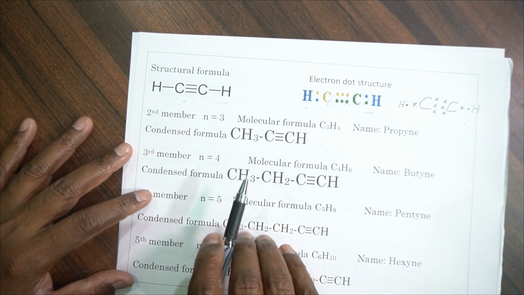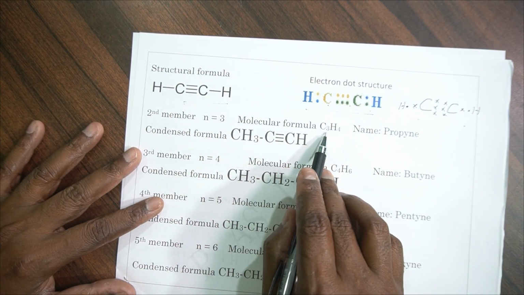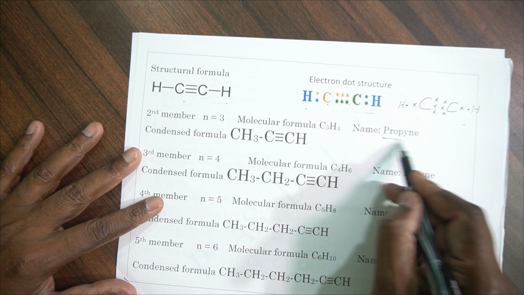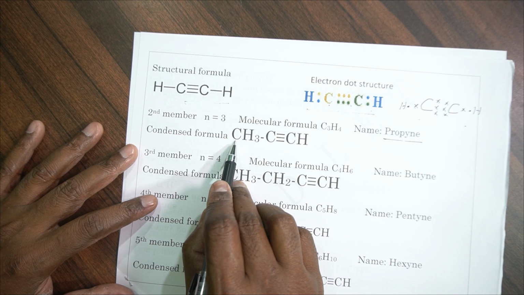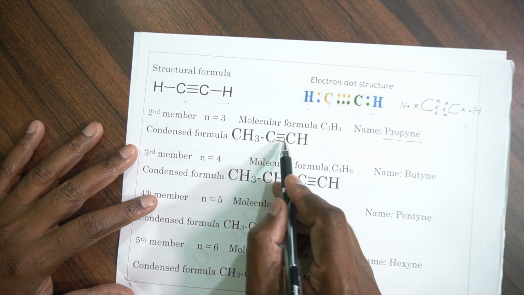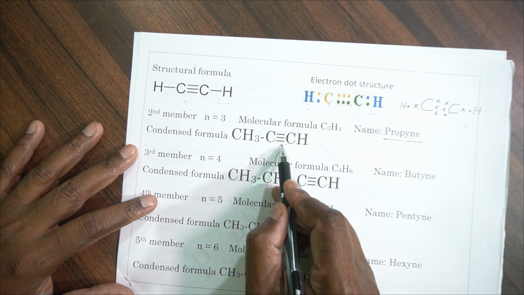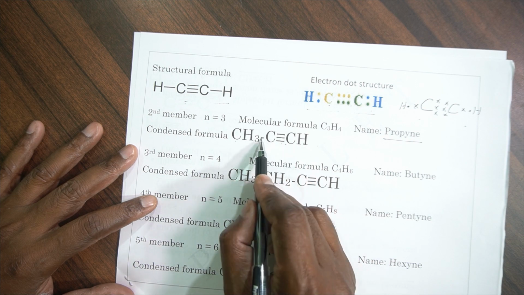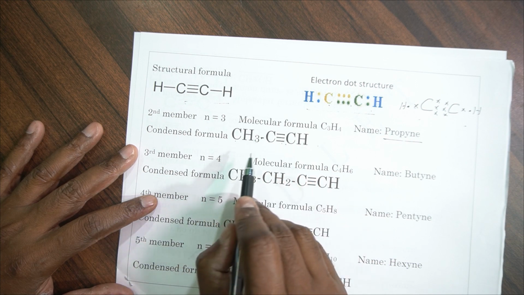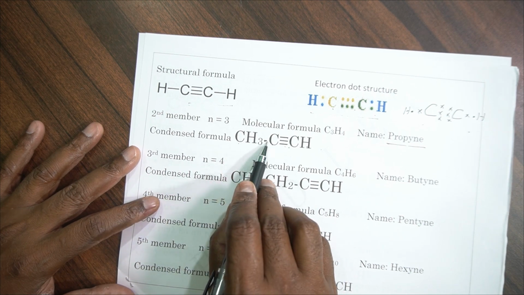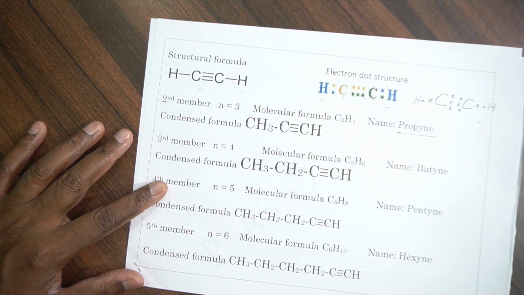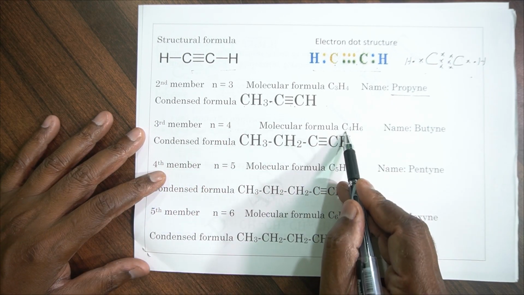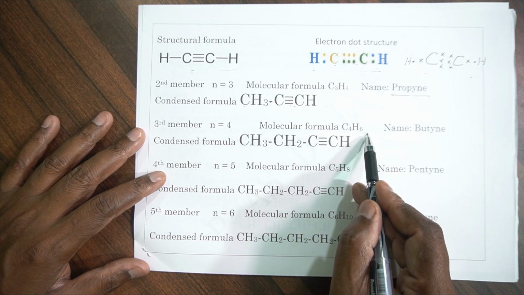Now the second member, n equal to 3, the molecular formula will be C3H6 minus 2, that is 4. The name is propyne. Condensed formula: 3 carbon atoms, triple bond here. And so 3 plus 1 hydrogen, that is 4 bonds. This carbon has 3 bonds and 1 bond, so no hydrogen, total 4 is already done. Now this carbon has 1 bond and 3 hydrogens. Okay, so total 4.